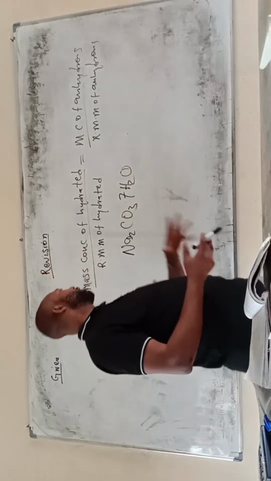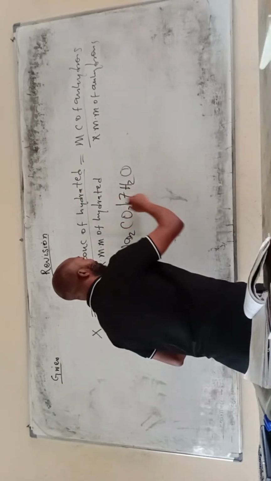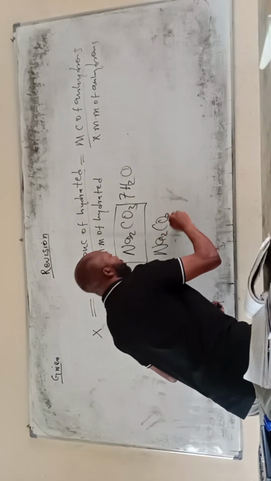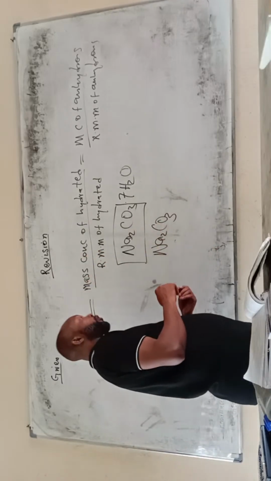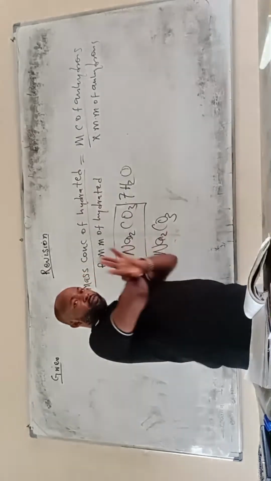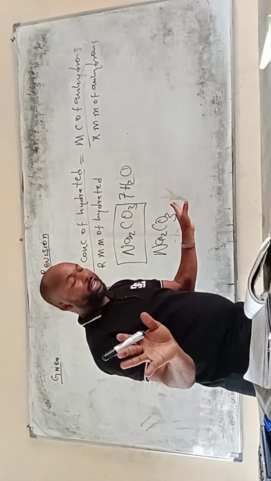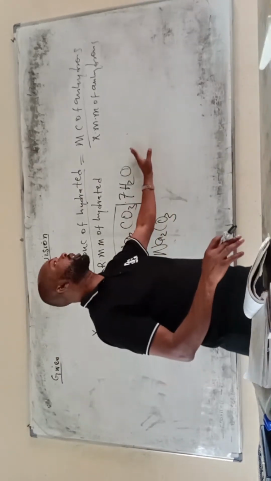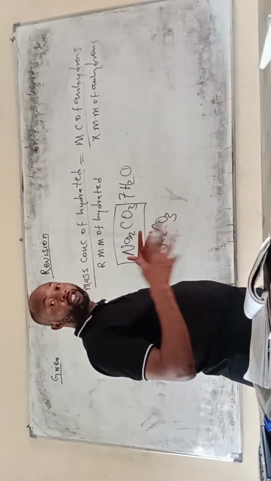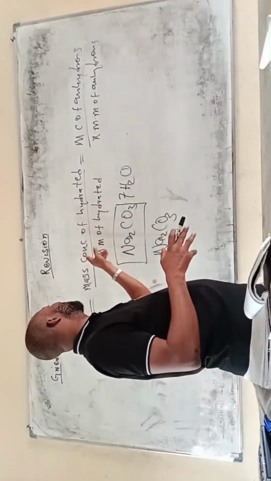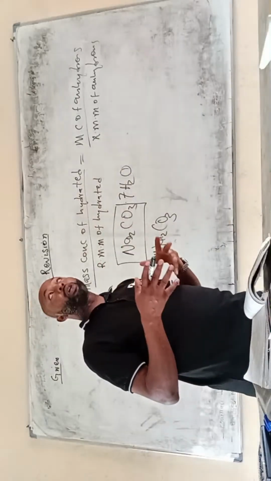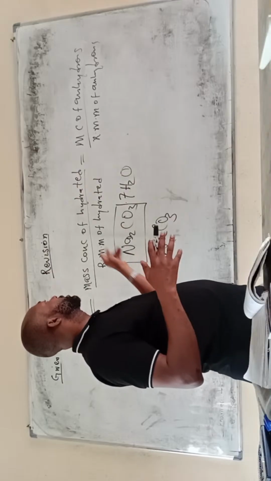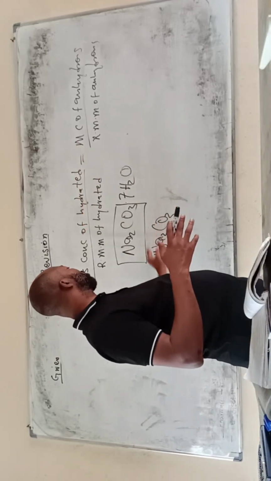It contains 7. Now, if I take this out, only this, this is sodium carbonate anhydrous. It means it does not contain water of crystallization because there is no water attached to it, all right? But if I hold it together with this, it is hydrated because it contains water. So from the formula, if you say mass of hydrated, it means we are looking for the mass of the whole of this compound. If we say mass of anhydrous, we're looking for the mass of only this.